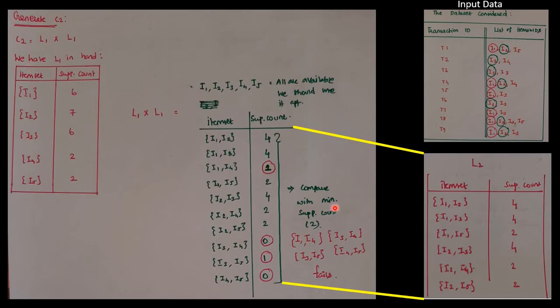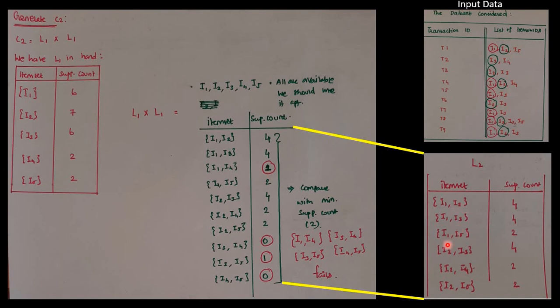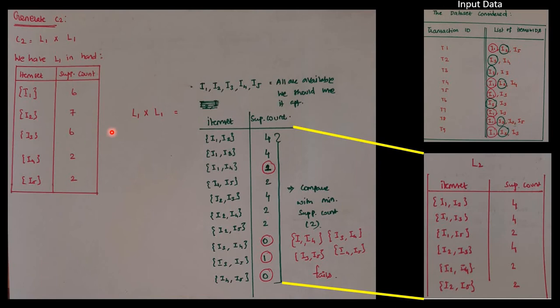So what do you mean by L2 cross L2? Very simple. I1, I2, I1, I3. Now I need to cross these two. So I1 is common. I1, I2, I3 will be the first entry. I1, I2, I3 is the first entry. Finished. Now let's go to the second one. I1, I2, I1, I5. I1 is common. I1, I2, I5. Let's see if I am right. I1, I2, I5. The next one is I1, I2 versus I1, I5. I1, I2, I5. I have already told you this.